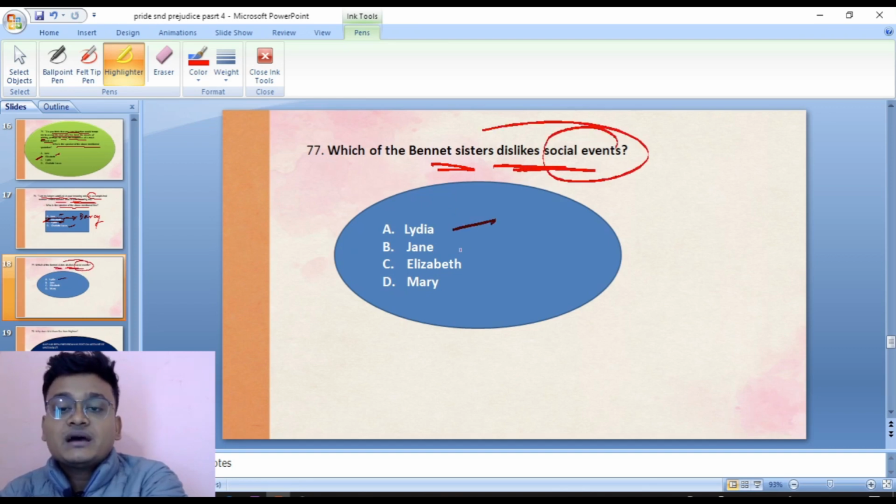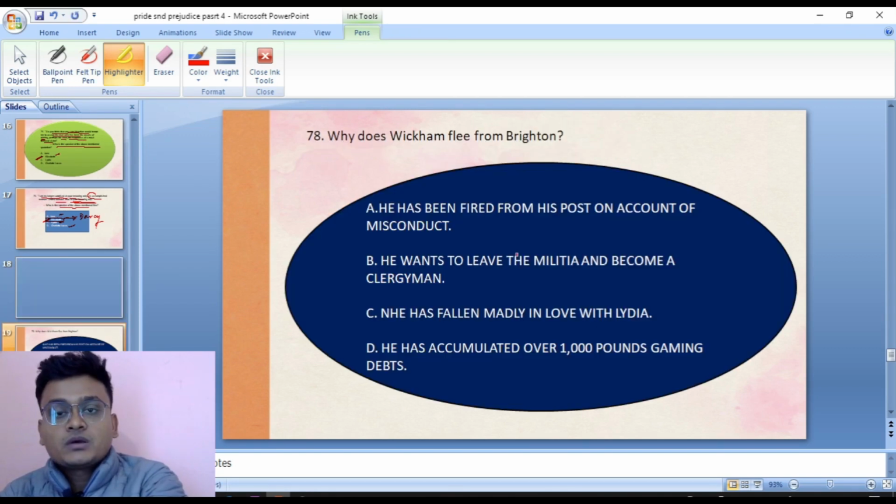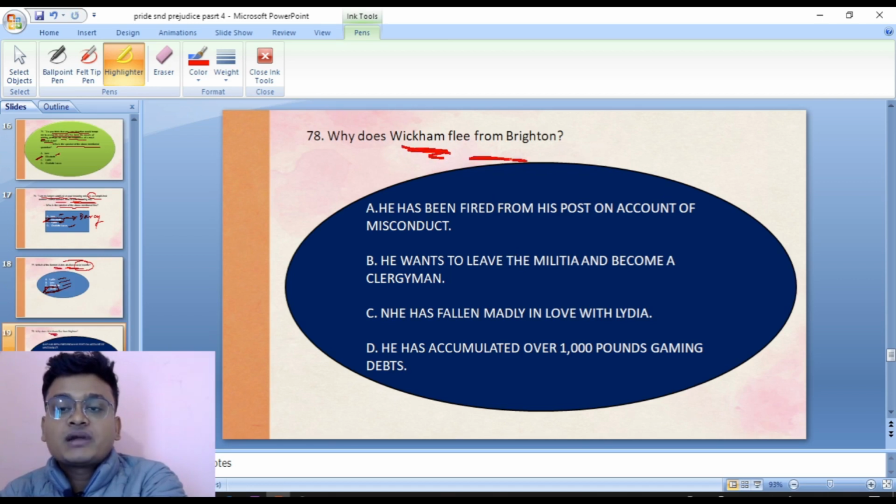The options are Lydia, Jane, Elizabeth, Mary. So the option is Mary. Mary is one of the sisters who doesn't like social events. Okay, now move to 78. Why does Wickham flee from Brighton?